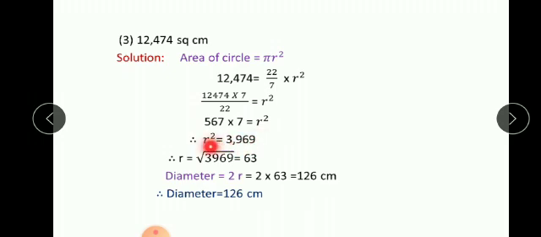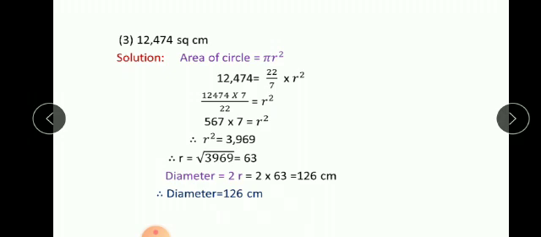So r square will be 3,969. So r will be square root of 3,969. It is equal to what? 63. Diameter is equal to 2 into radius, because we have to find the diameter. So substitute the value for r, that is 2 into 63 is 126 centimeter. Now we get diameter as 126 centimeter.